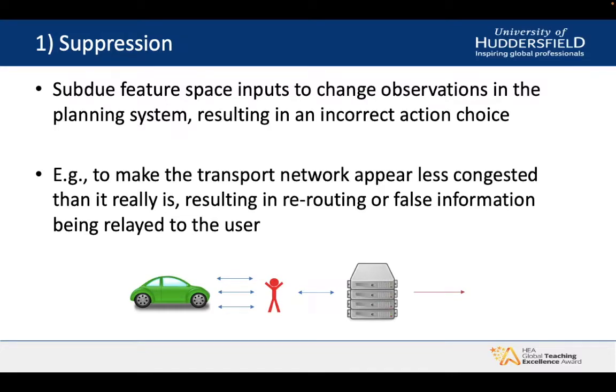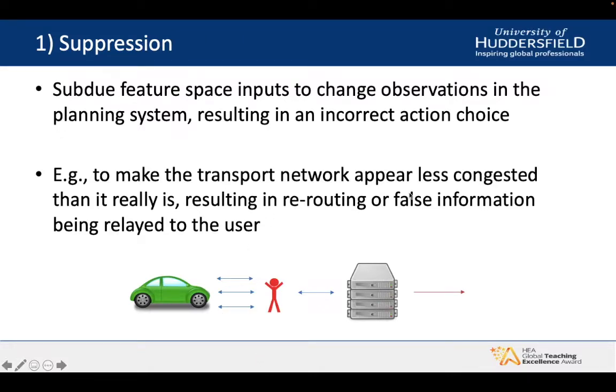So the first one then, if we think about suppression in terms of data, we're really thinking about how we can subdue the feature space. So that data that's been collected, whether it's from a vehicle or inside the vehicle, we want to subdue the feature space to manipulate the observations in the planning system, resulting in incorrect action choice. So this could, for example, be to remove signals being communicated in the vehicle or remove communication that's coming from the vehicle by blocking it to prevent it going to the controller, which then doesn't know what that vehicle is intending to do or relating data back to it. So then it's going to make an incorrect planning choice based upon it.